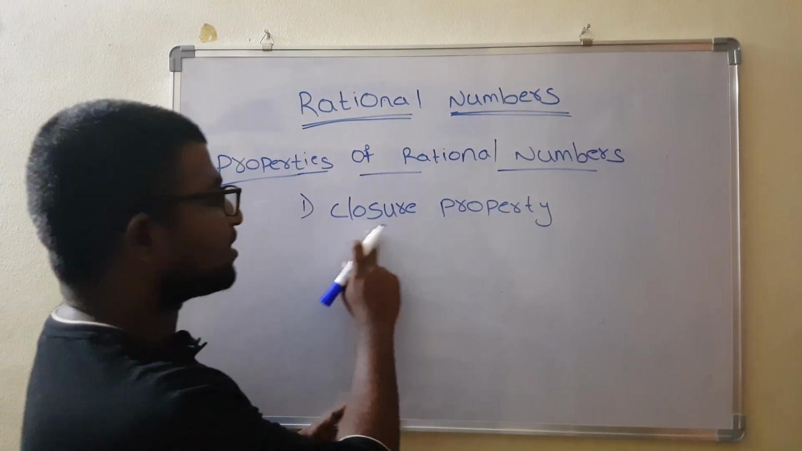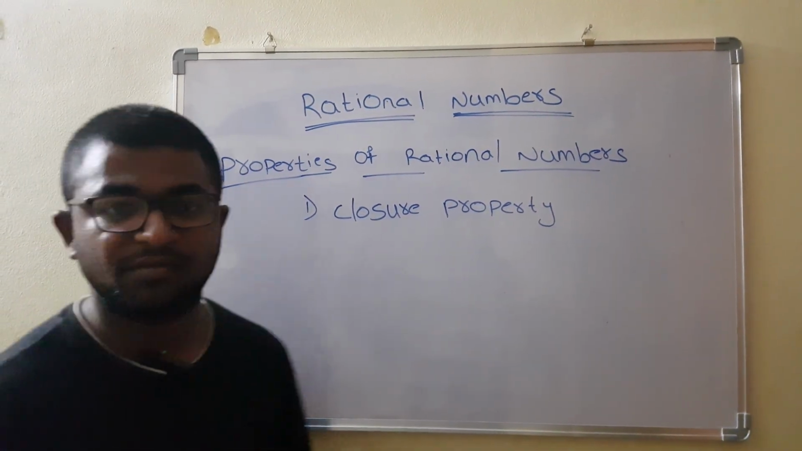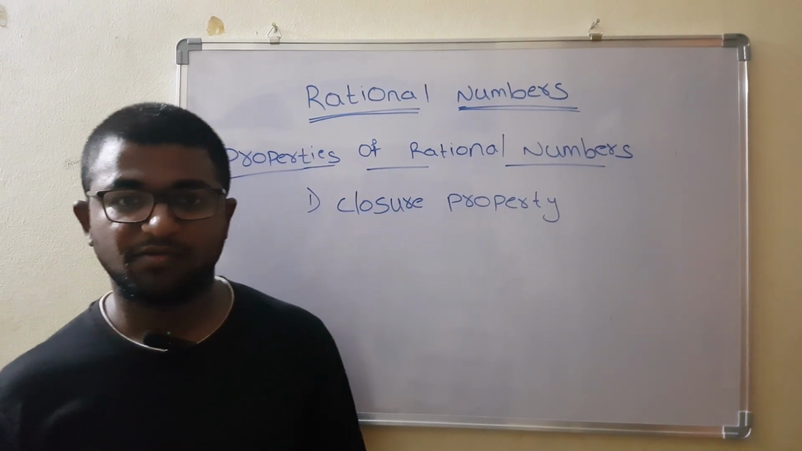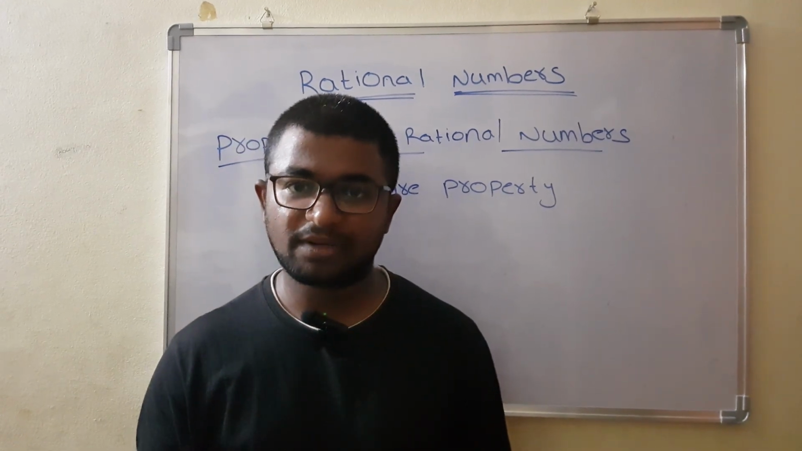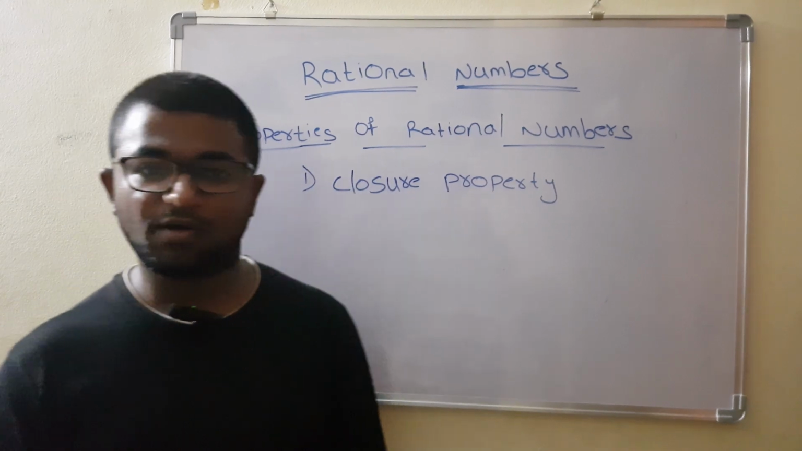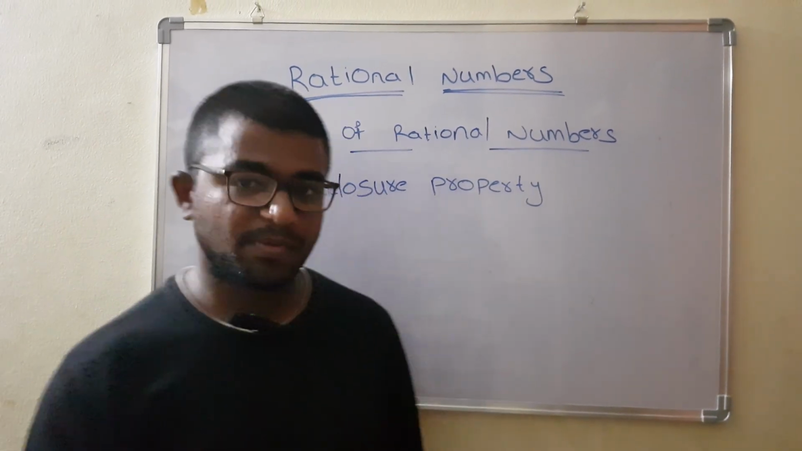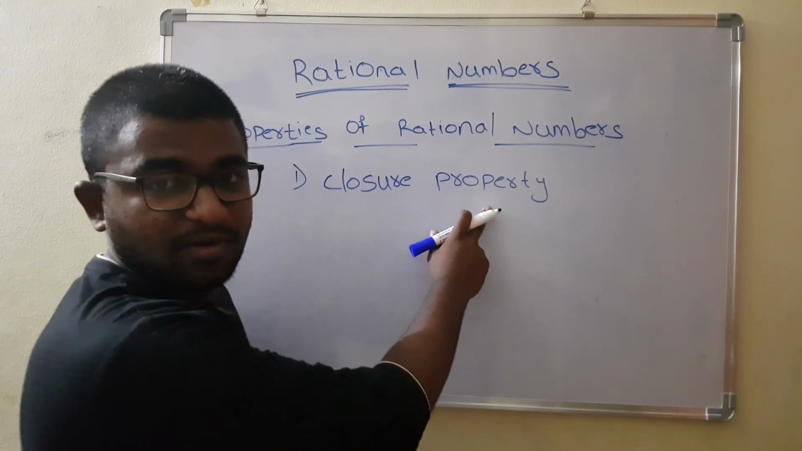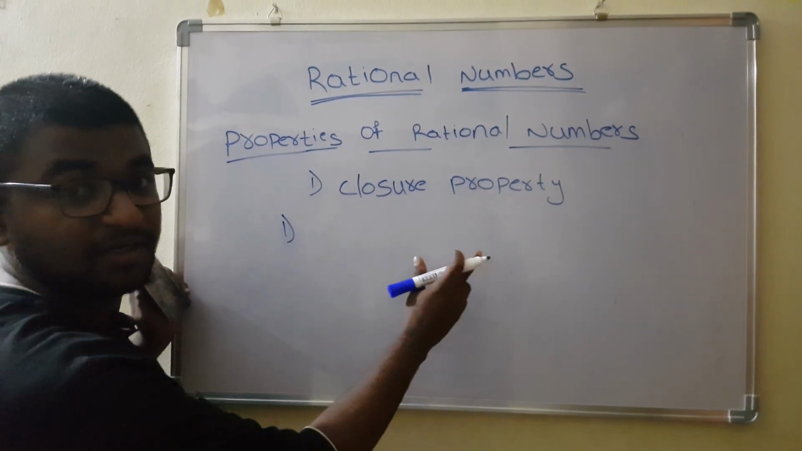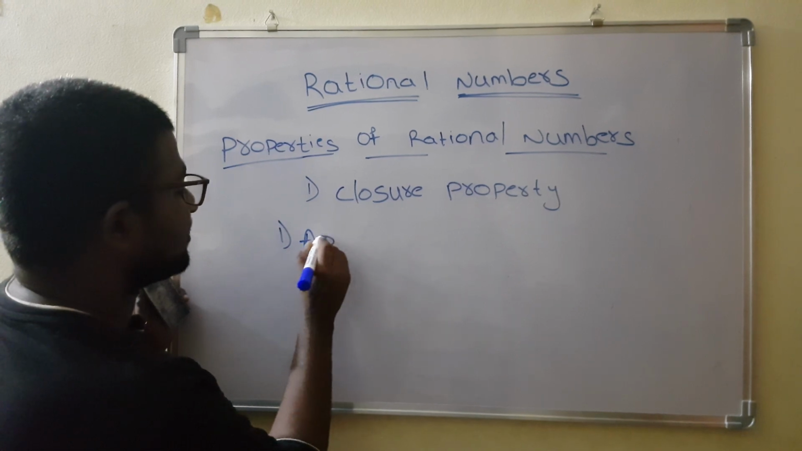First of all, what is meant by closure property? When we add two rational numbers, multiply, divide, or subtract two rational numbers, we get another rational number. This property is known as closure property. First of all, closure property in addition.